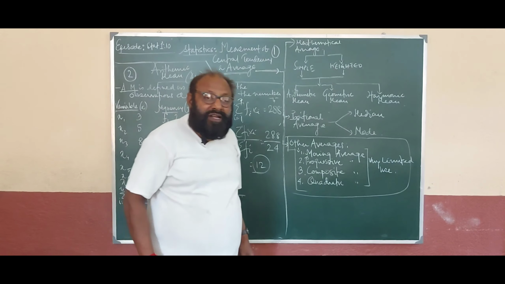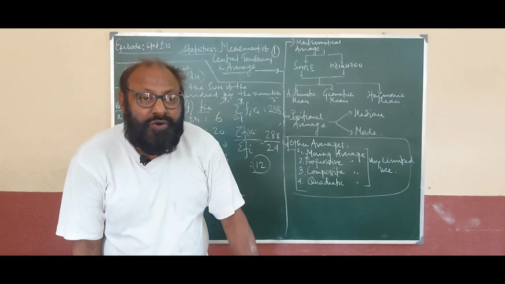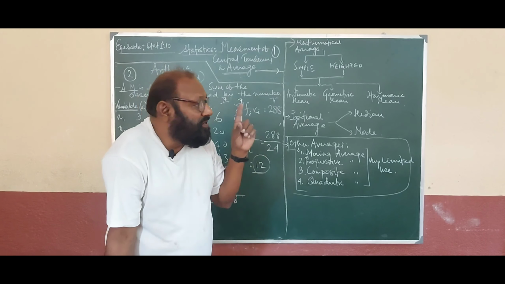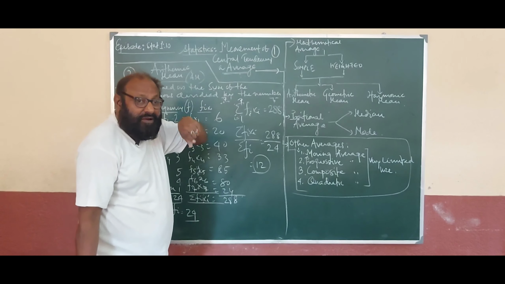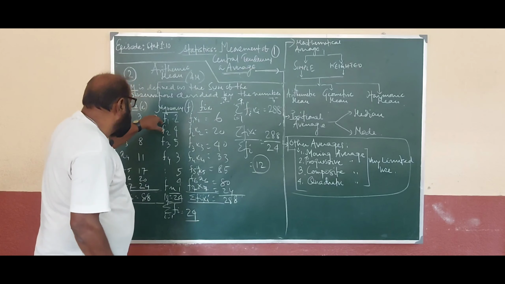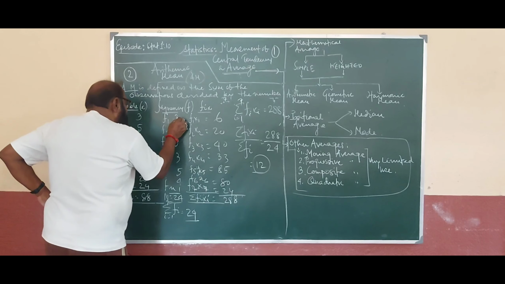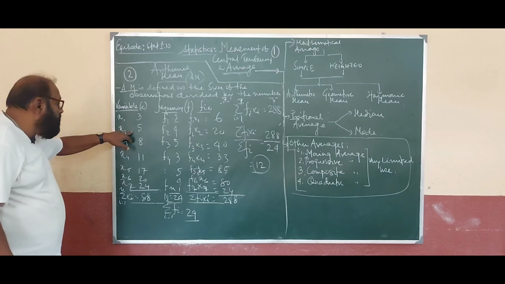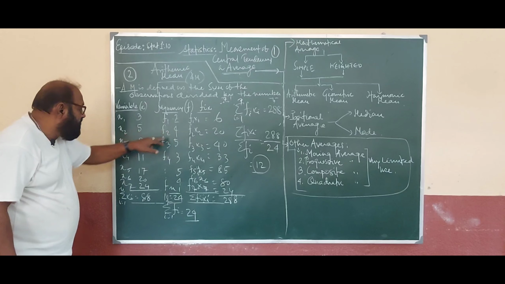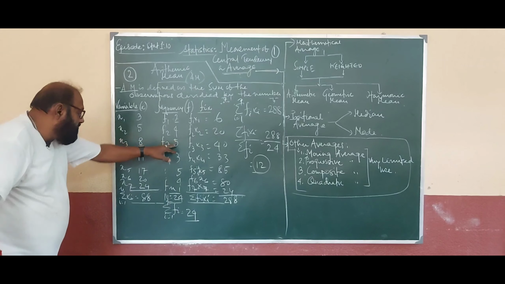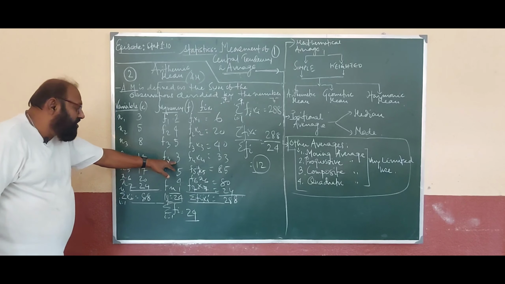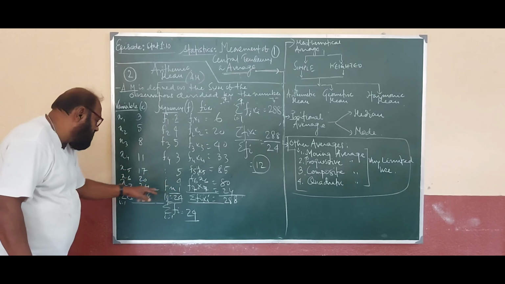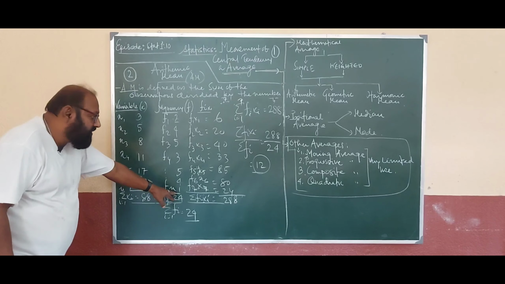What is weight? Weight refers to the number of times the observation occurs. The particular observation occurs in how many times, that is the frequency of that. So this is the frequency of this. That means x1 occurs twice, x2 that is 5 occurs 4 times, 8 occurs 5 times, 11 occurs 3 times, 17 occurs 5 times, 20 occurs 4 times, 24 occurs 1 time. Clear?